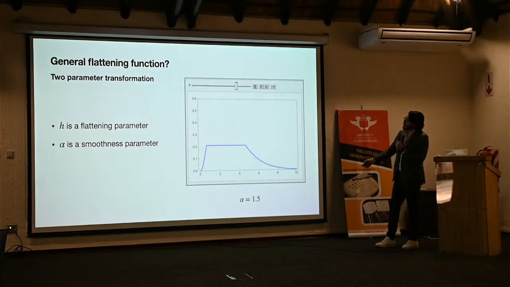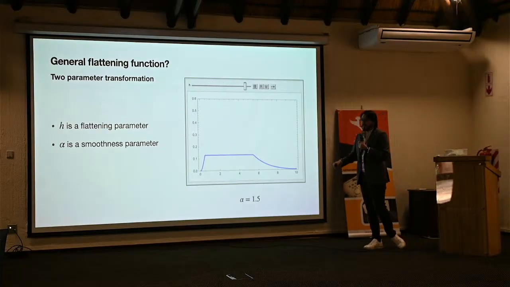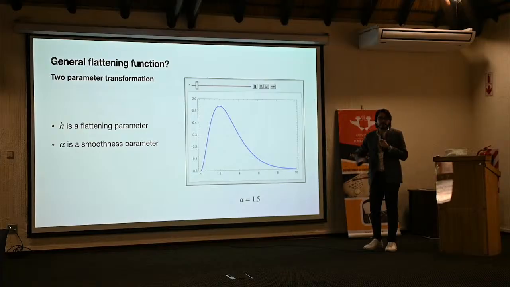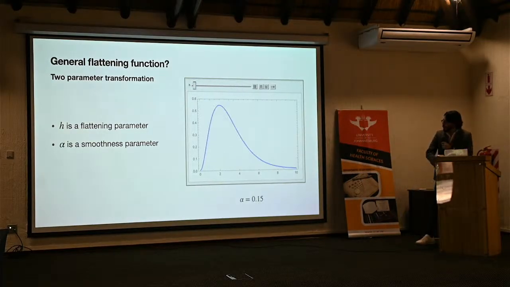And the other parameter, which is alpha, is a smoothness parameter. Here, alpha has this value. And when alpha increases, this flattening is like a cut. It's very, very sharp. But if we decrease the value of alpha, then we can see that the flattening can be done in a more smooth way.